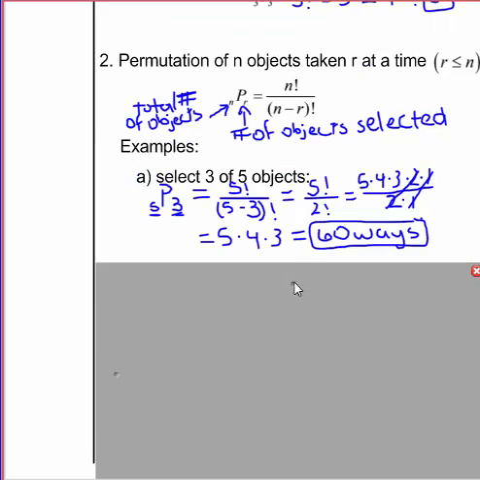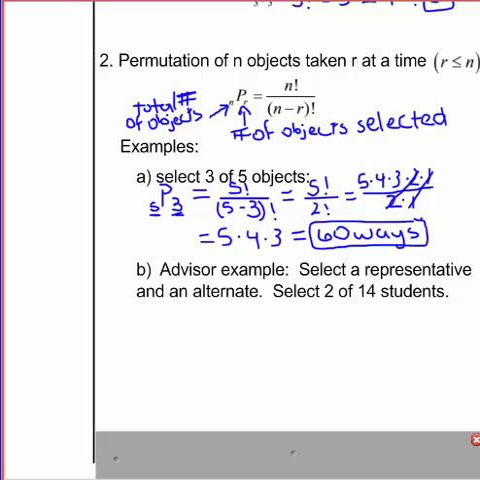Next example is what I call the advisor example. So a few years back, in advisor, we had to select a representative and then an alternate if the representative could not make it to ASB meetings. So it did make a difference, the order in which they were selected, because whoever was the representative was required to attend these meetings, where the alternate only had to show up if the representative could not make it. So different job duties for these two individuals.